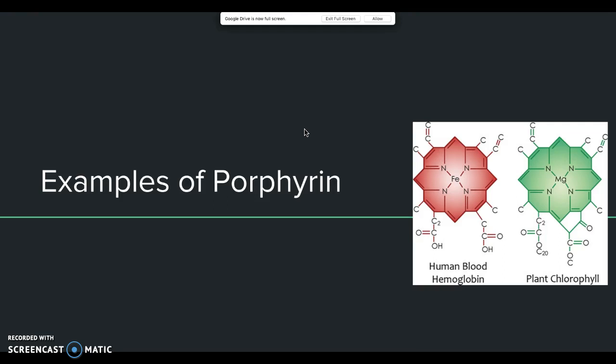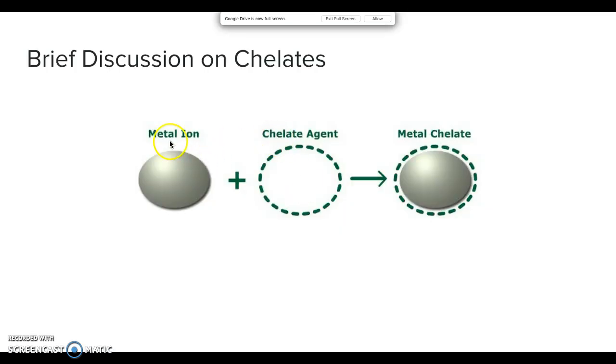There are many examples of porphyrin rings in the environment. Those examples are called porphyrin compounds. All porphyrins are chelates, and the metal ion can vary, but the chelate agent will always be the porphyrin ring.